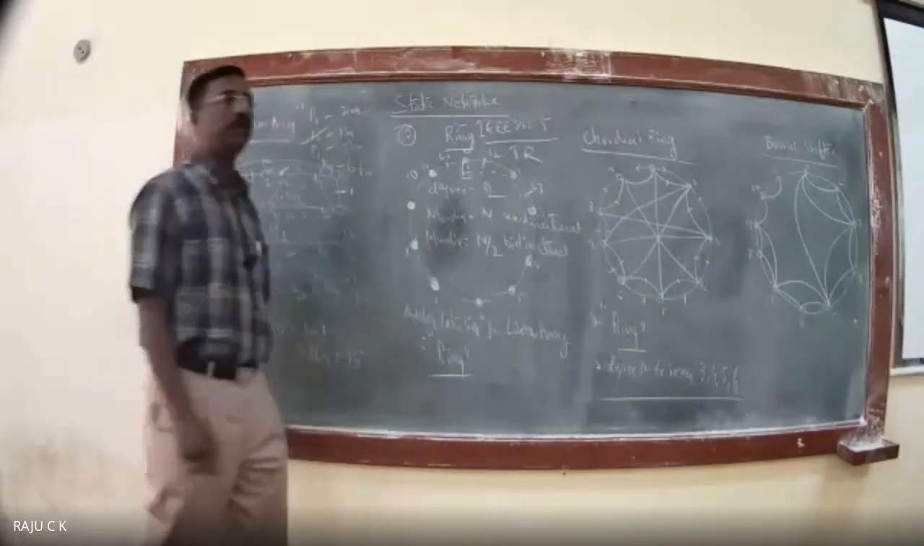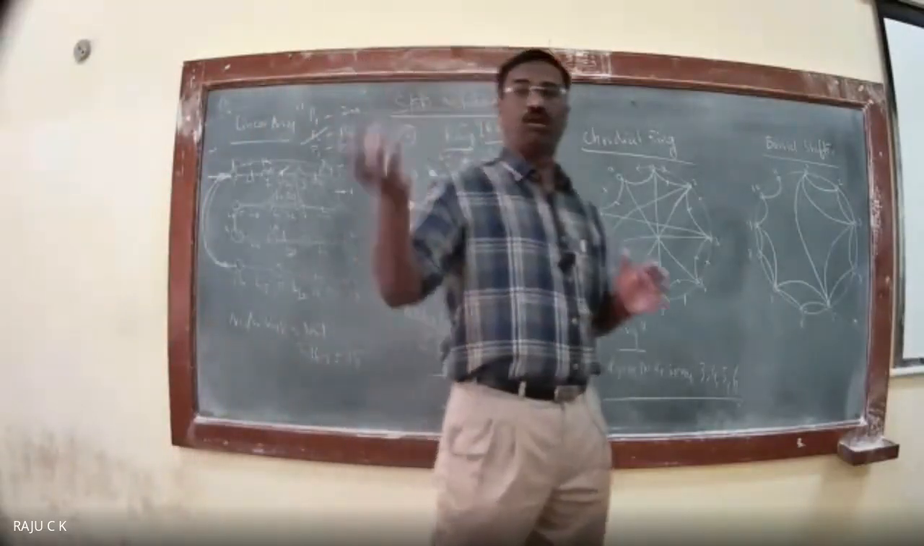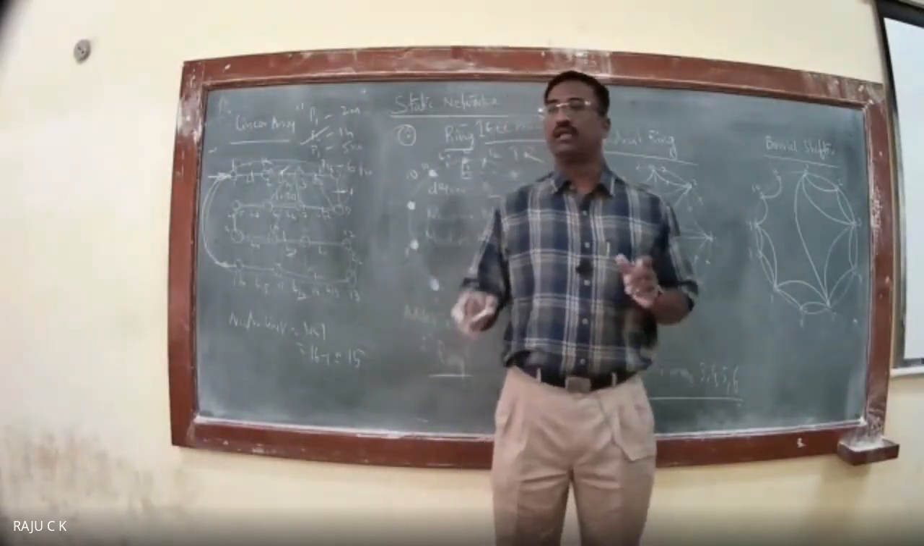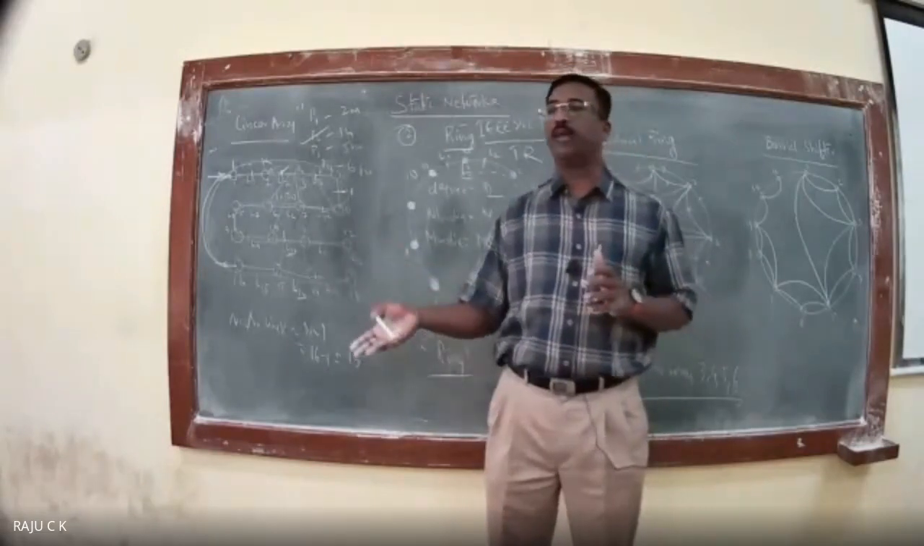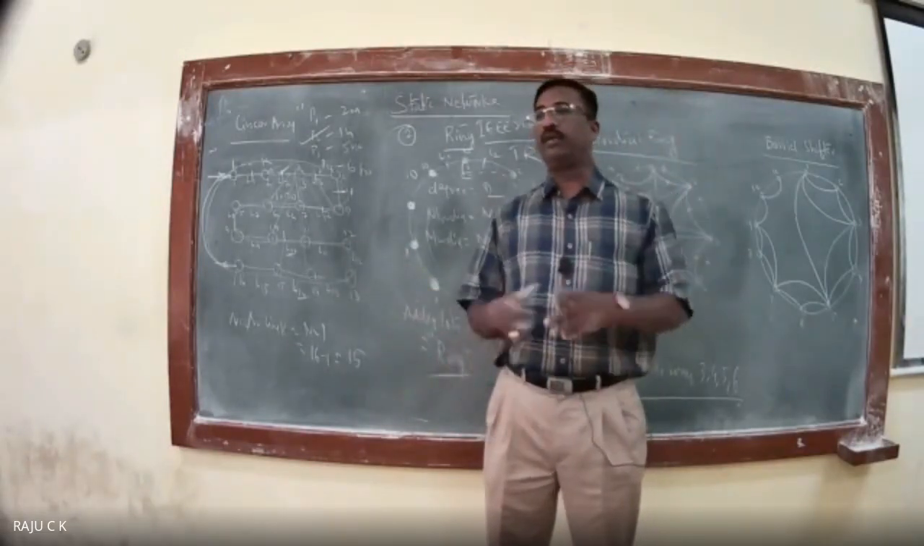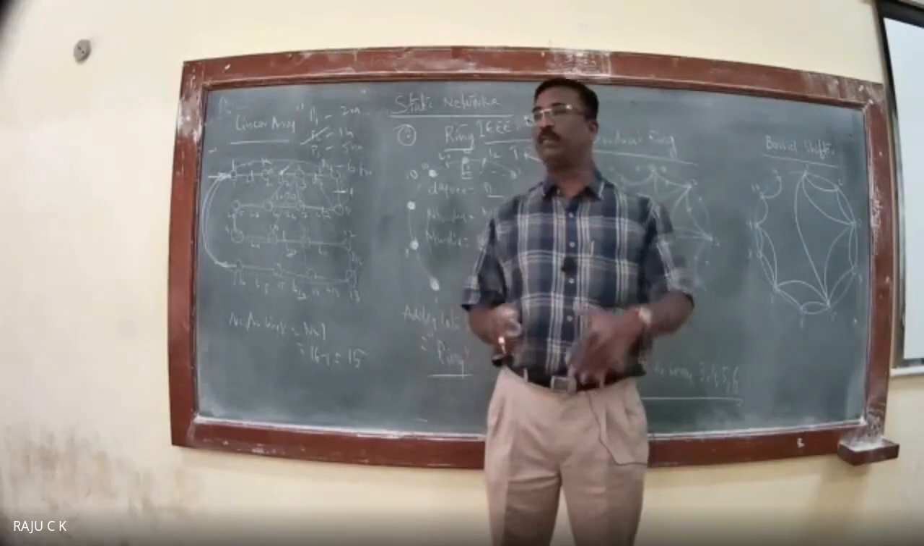Network diameter will become less. In the chordal ring, where the degree is large, what happens? At the same time, network diameter will become less.